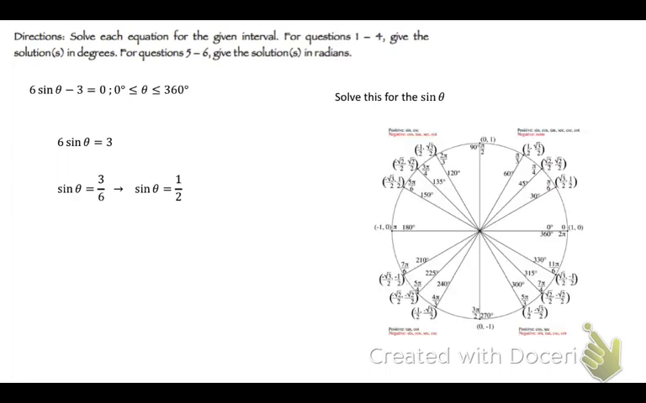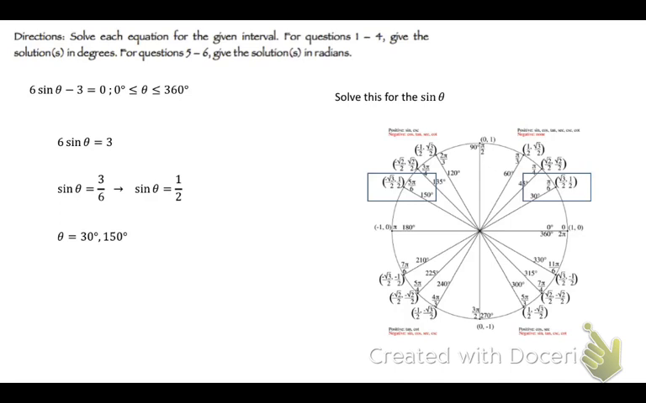So I need to look at the unit circle, and if you don't have this memorized, then you're going to have to write this on your note card or something. If you have it memorized, awesome, this will probably be a little bit easier for you. Sine is your y value, so where does my y equal 1/2? It equals it right there at 30 degrees, and then again at 150 degrees. It's not at 210 because that's negative 1/2, and it's not at 330 because that's also negative. So my answer here is theta equals 30 and 150 degrees. And then you're done. You solved for theta.